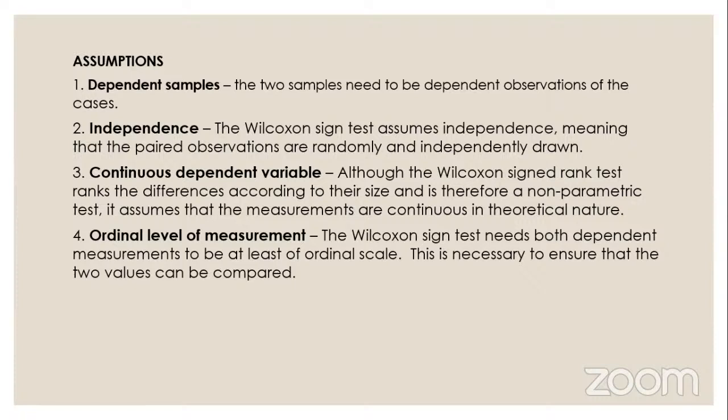Although the Wilcoxon signed-rank test ranks the differences according to their size and is therefore a non-parametric test, it assumes that the measurements are continuous in theoretical nature. Next, the fourth assumption is an ordinal level of measurement. That is, the Wilcoxon sign test needs both dependent measurements to be at least of ordinal scale. This is necessary to ensure that the two values can be compared.